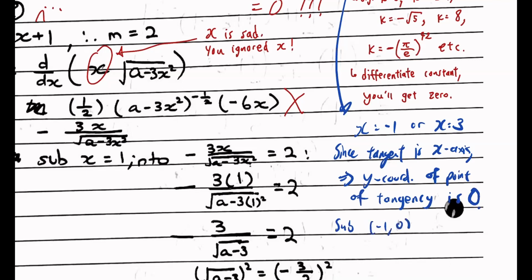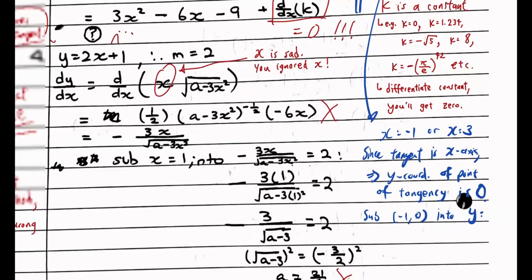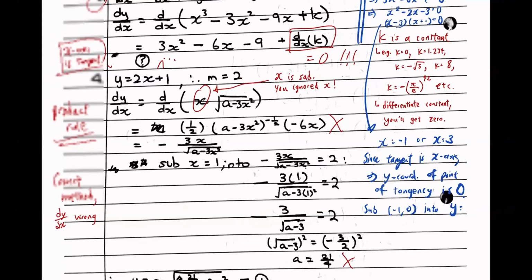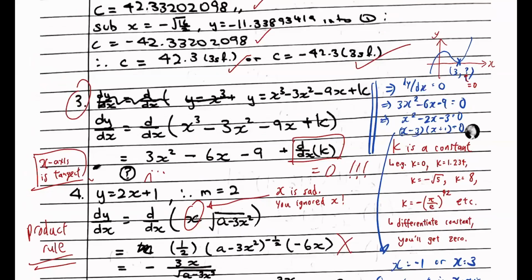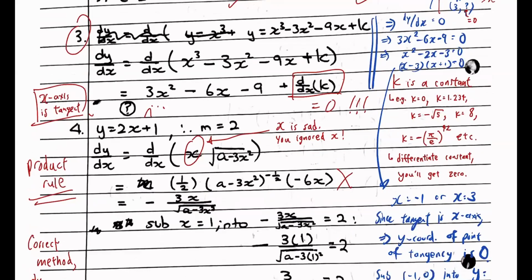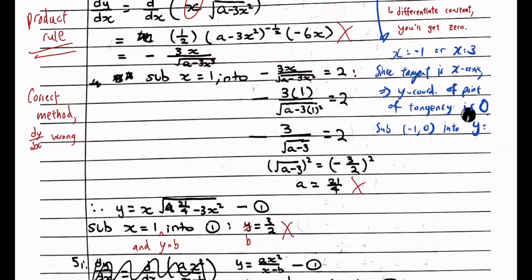So sub -1, 0 into y. What do we end up with? We will end up with, what's the equation of y again? x cubed minus 3x squared minus 9x. So it's -1 cubed minus 3 times -1 squared minus 9 times -1 plus k equals to 0. Solving for k, what do we get?